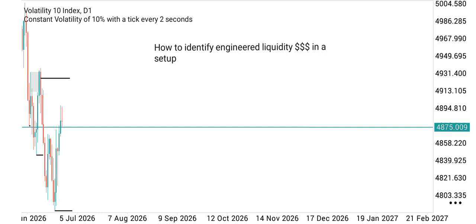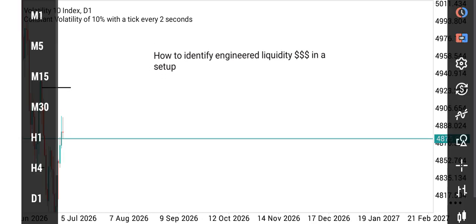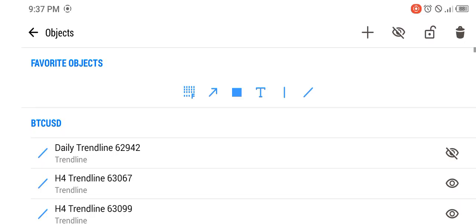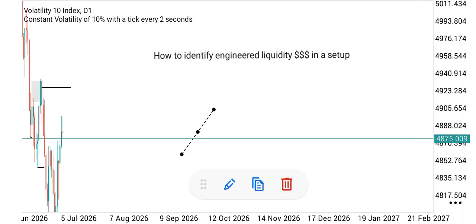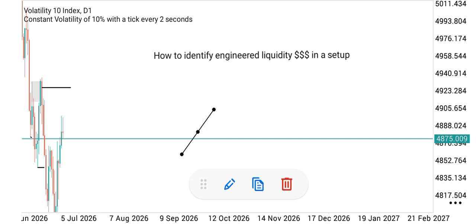Today we'll be talking about how to identify engineered liquidity on either an uptrend or a downtrend. So I'm starting using our confluence. I want you to understand that all we're doing is just explaining smart money concepts. And one of the things smart money concept does is that it pays attention to little details.